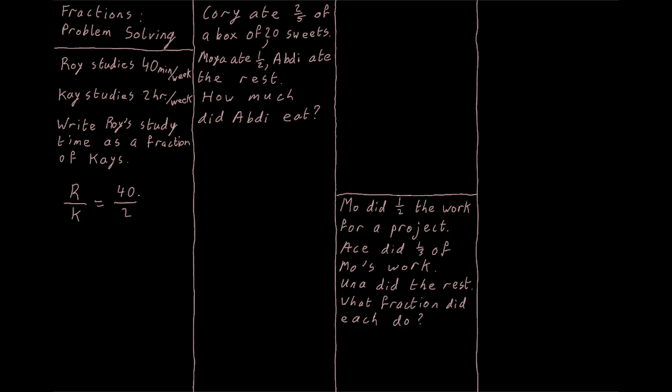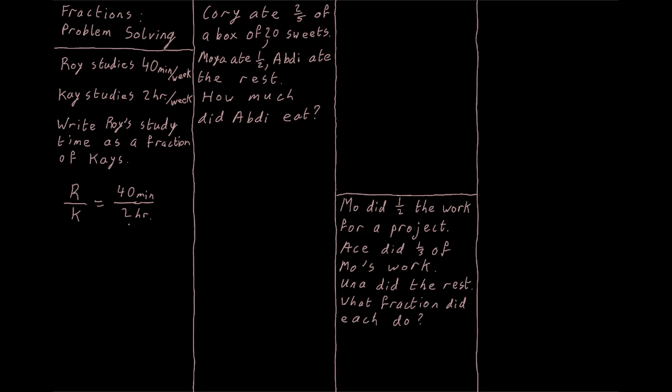So here we have 40 minutes being talked about. And here we have 2 hours being talked about. So we need to compare like with like. We need to turn this 2 hours into minutes would be the easiest way to do it. 40 minutes can be turned into hours, but it makes life a little bit more complicated. So let's turn everything into minutes so we can do a direct comparison.